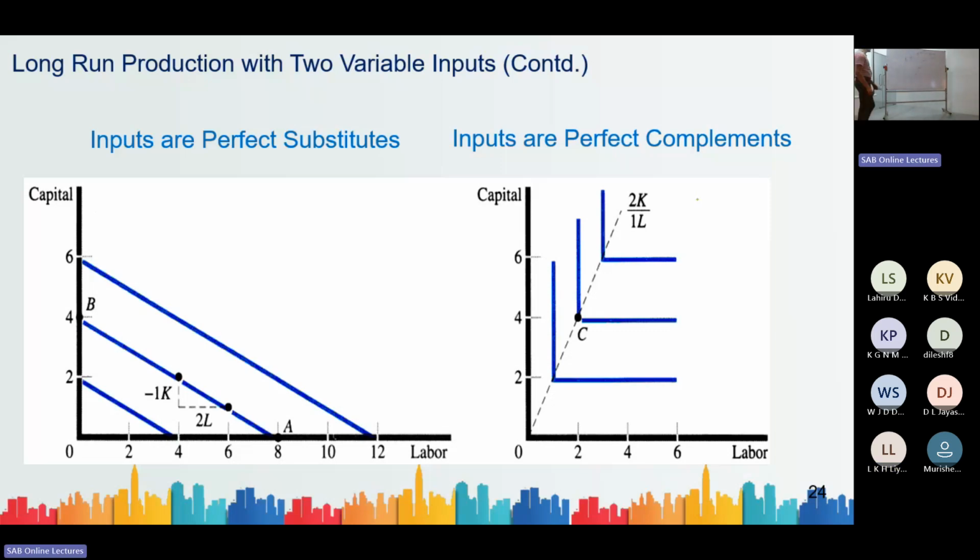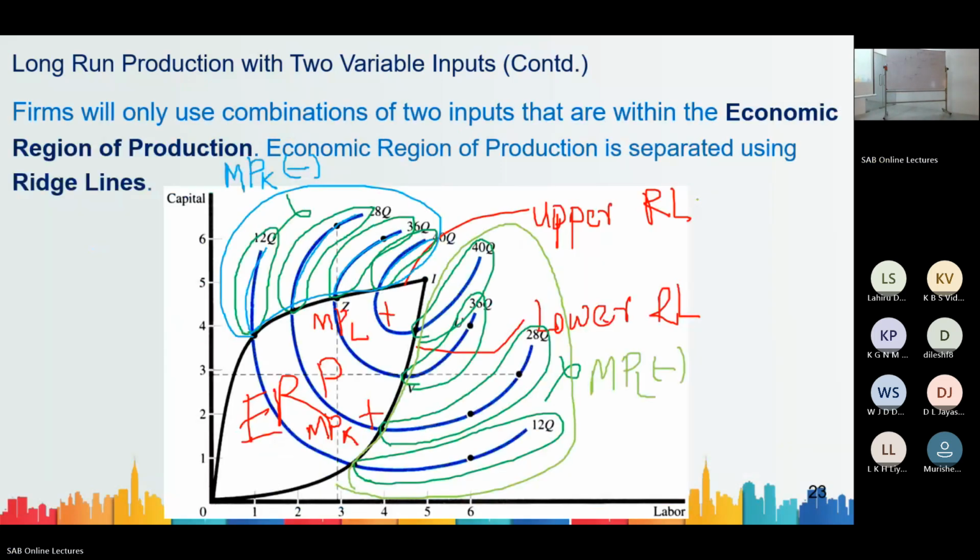On the other hand, we are told that a rational producer will not operate over this range because the marginal product of labor is negative. How can we prove it?